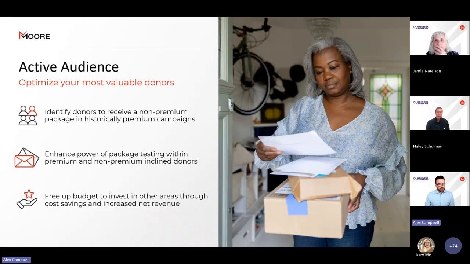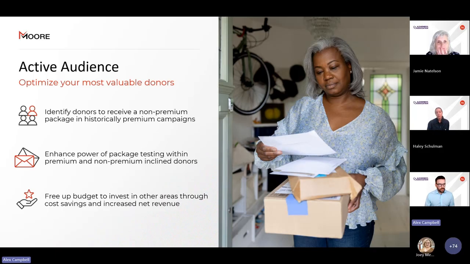The active audience is where we began using offer assignment models, and the general goal of this and other areas is to drive net revenue. So doing so in the active audience, we identified campaigns that were typically everyone receiving a premium and choosing some portion of the audience to receive a premium package. And again, that portion of the audience is identified at the individual level. So will this person respond better to a premium or a non-premium? The goal is to save cost and boost net at the same time, foster a better, more individualized donor experience.